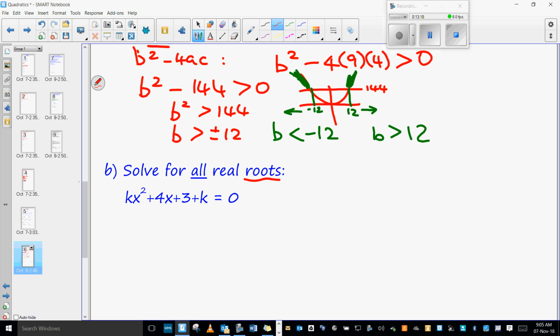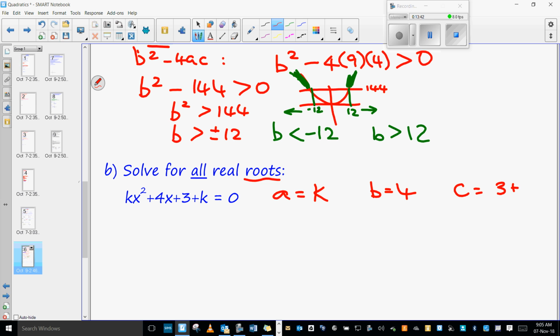So let's establish our a, b, and our c. So what's our a? b is 4. c is 3. I think it has to be 3 plus k. It is 3 plus k, yeah.